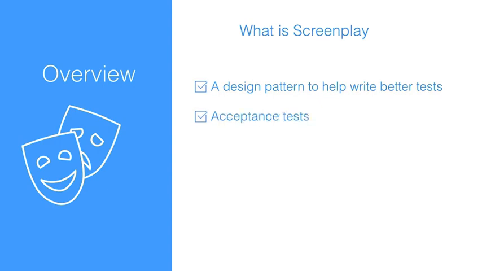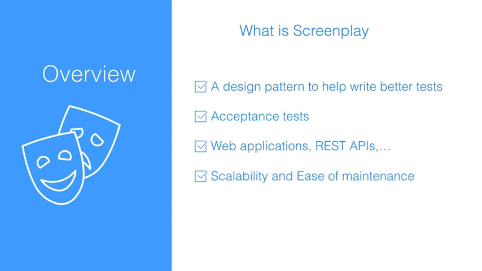In a nutshell, Screenplay is a design pattern that can help you write more readable and more maintainable automated acceptance tests. It's typically used for acceptance or integration testing of complex systems such as web applications or REST APIs, or combinations of these. While it may seem overkill for the simple examples we're going to be looking at, the Screenplay pattern makes writing larger test suites for more complicated, real-world applications significantly easier and faster.